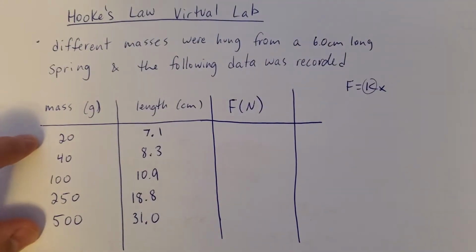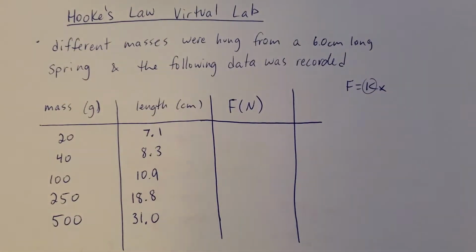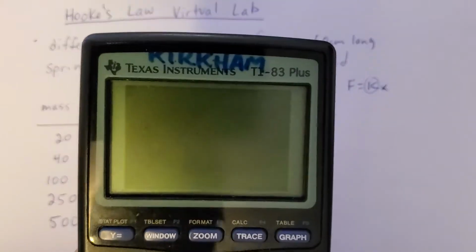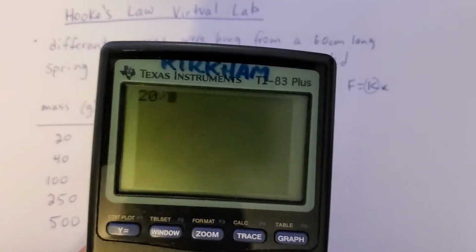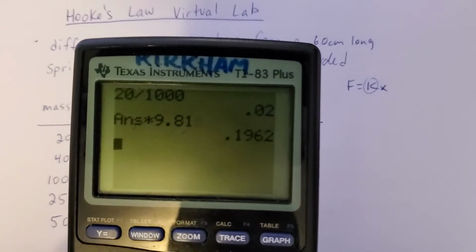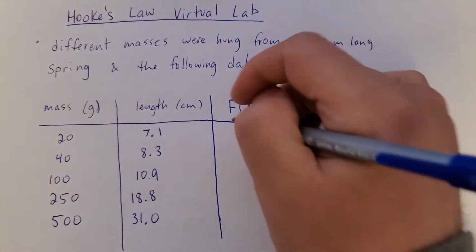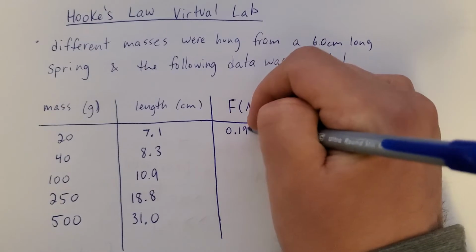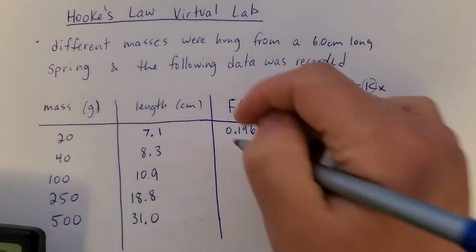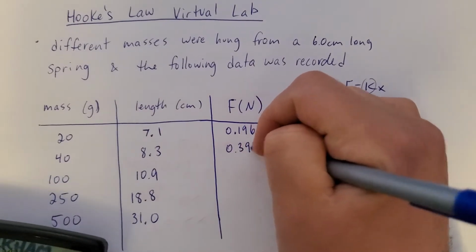These are in grams, though. We got to put those into kilograms and then multiply by 9.81. So I'll just show you the steps for the first one, just so we're all on the same page. 20 grams divided by 1,000. That's my kilograms times 9.81. These are my newtons. I'll call it 0.196. Okay, I'm just going to do the same and fill out the rest of this chart.